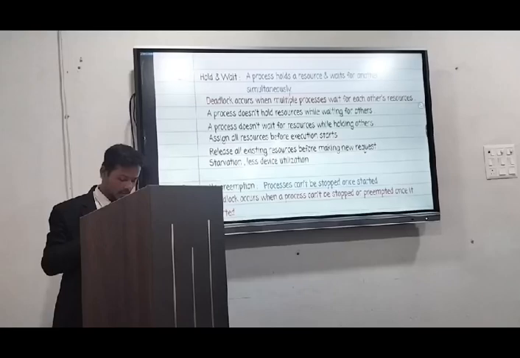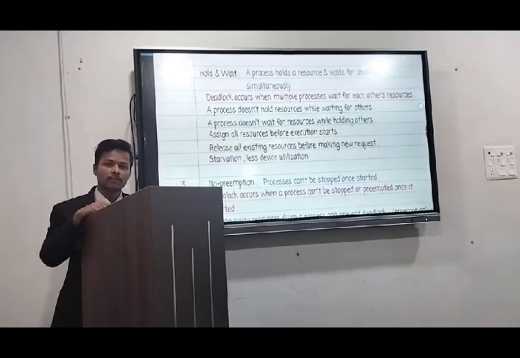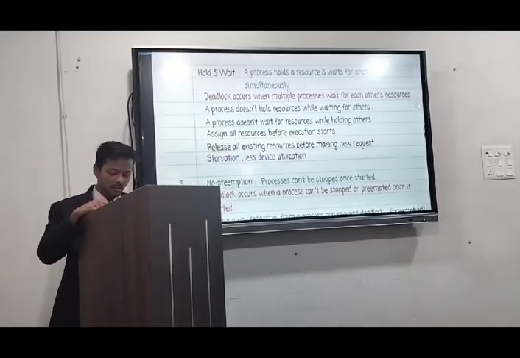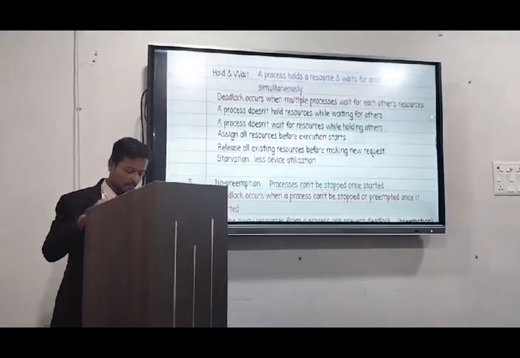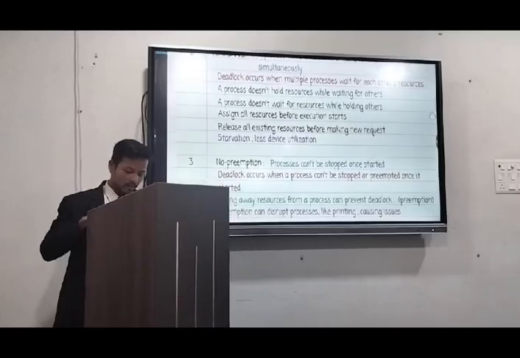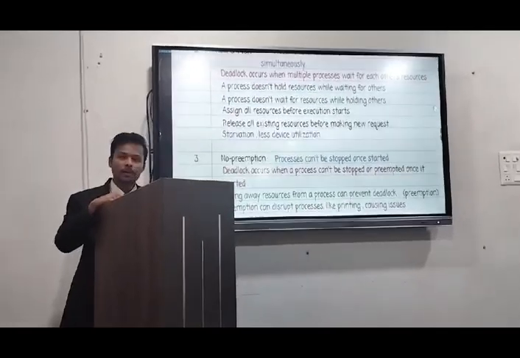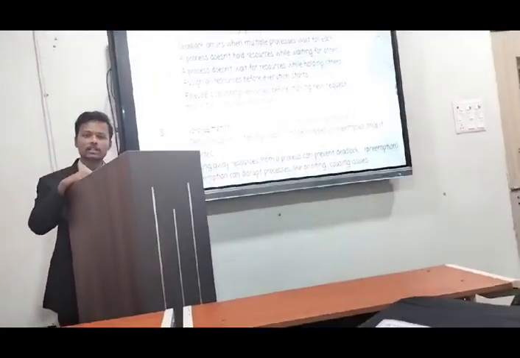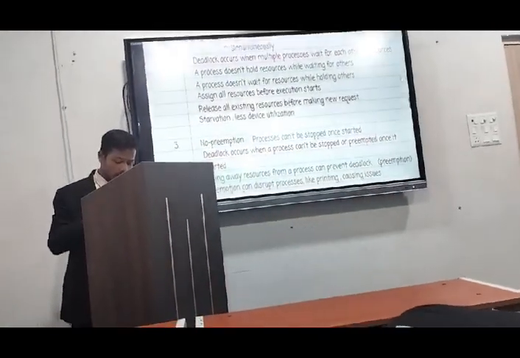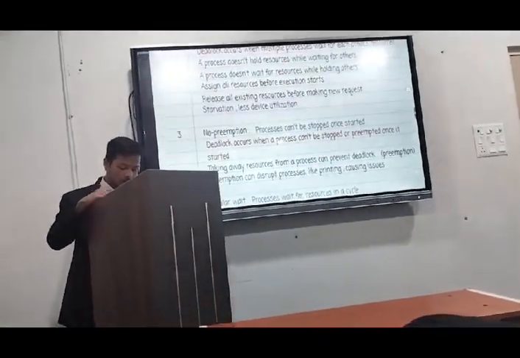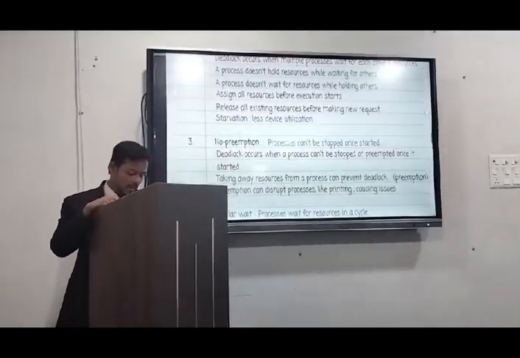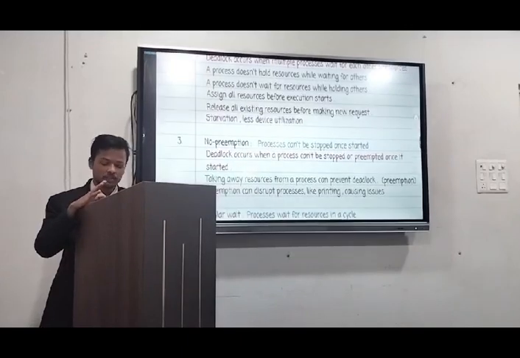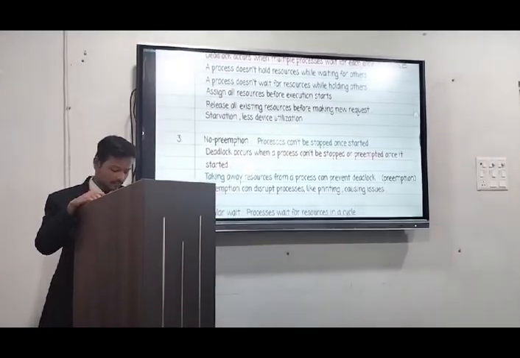And the second condition is hold and wait. What is hold and wait? A process holds the resources and waits for another simultaneously. How does deadlock occur? Deadlock occurs when multiple processes wait for each other's resources. And how can we resolve it? A process doesn't hold resources while waiting for others, and a process doesn't wait for resources while holding others.